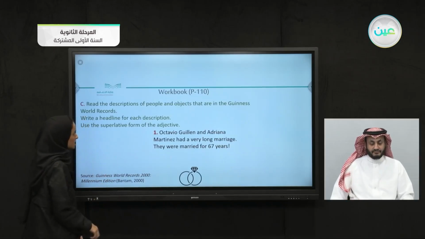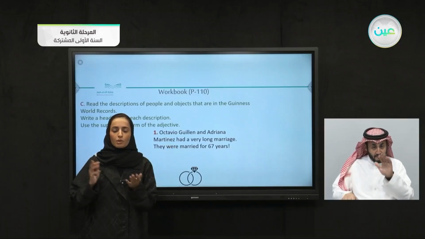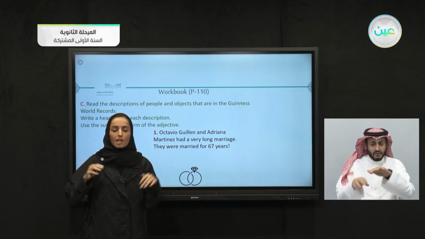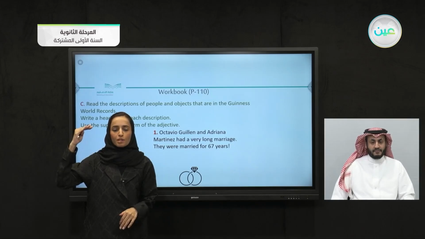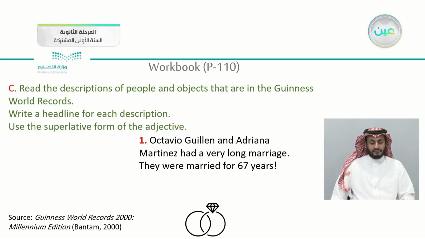Let's try to do this exercise. In your books, workbooks, page 110, exercise C. Read the descriptions of people and objects that are in the Guinness World Records. Guinness World Record, it is just like if it were a dictionary. It's a book. Those people who had broken the record, they are the best people. No one is better than them. They will be recorded in there. This is Guinness World Record. Write the headline for each description. Use the superlative form of the adjective. The, est, the most or the least.